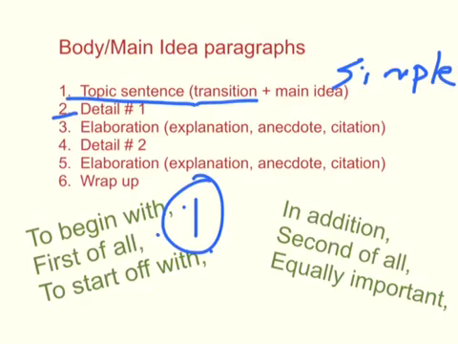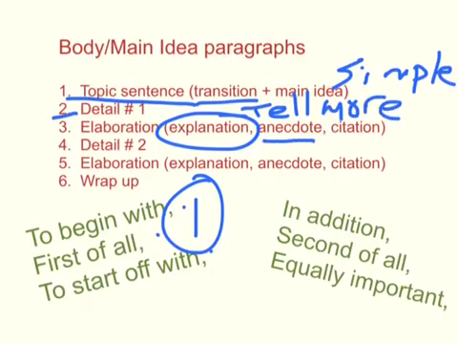Your third sentence is going to be an elaboration. An elaboration can be an explanation where you're explaining something. You're telling more. Okay? It could be an anecdote. That's a little story. Something happened to you recently. Or a citation. Remember, if you're going to go with this citation, you might have to go back to explain it a little bit. Only 1 citation per article.